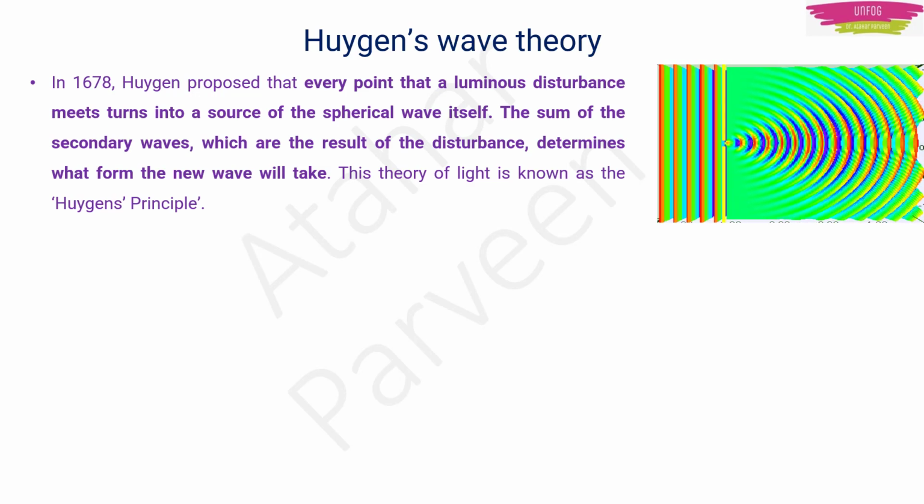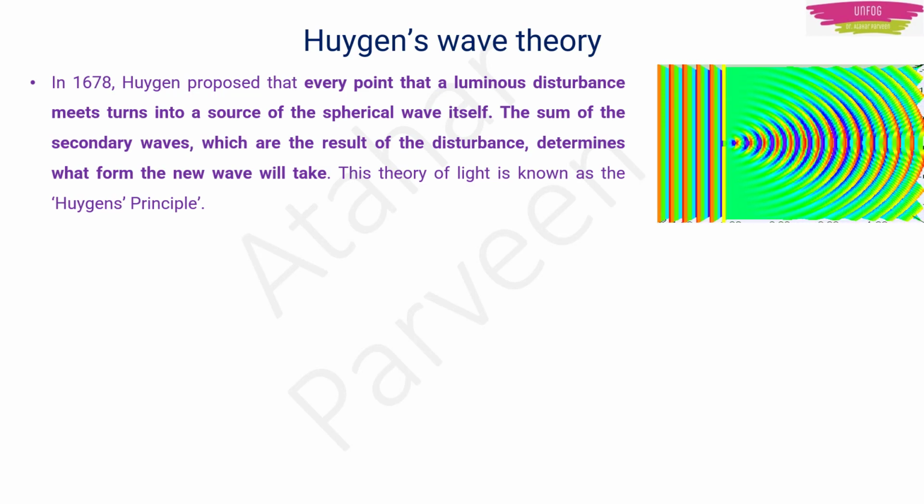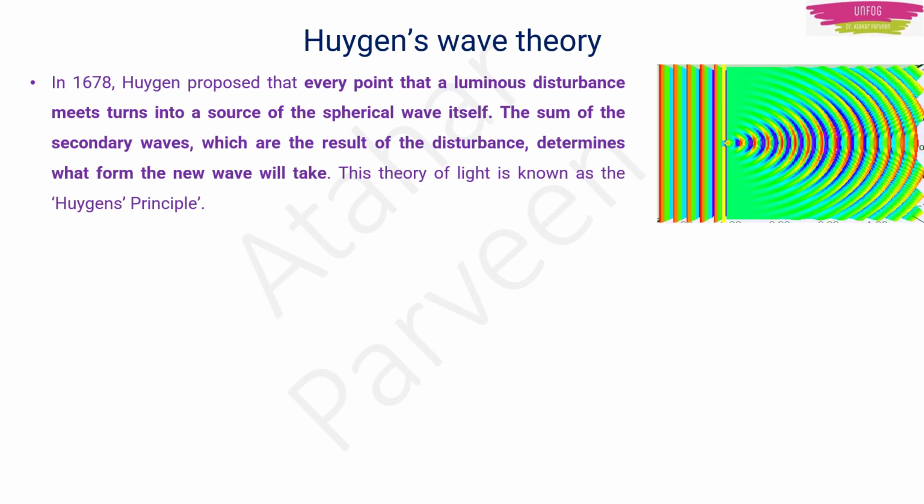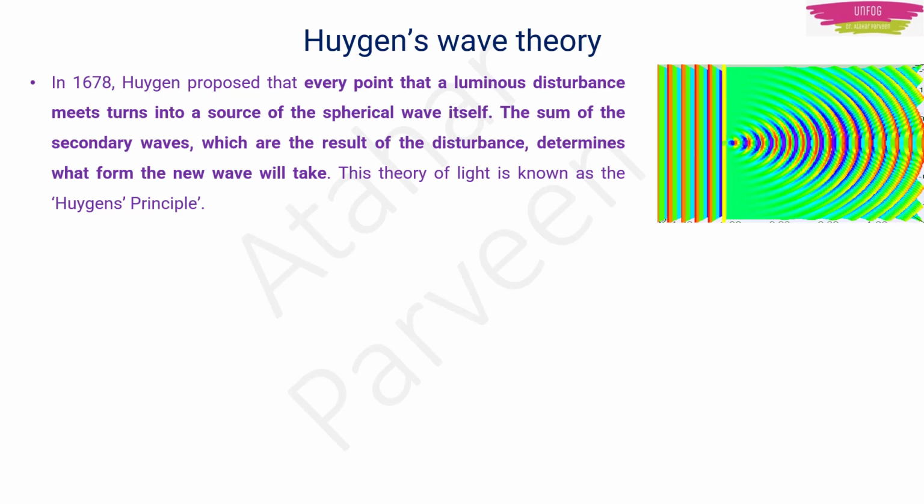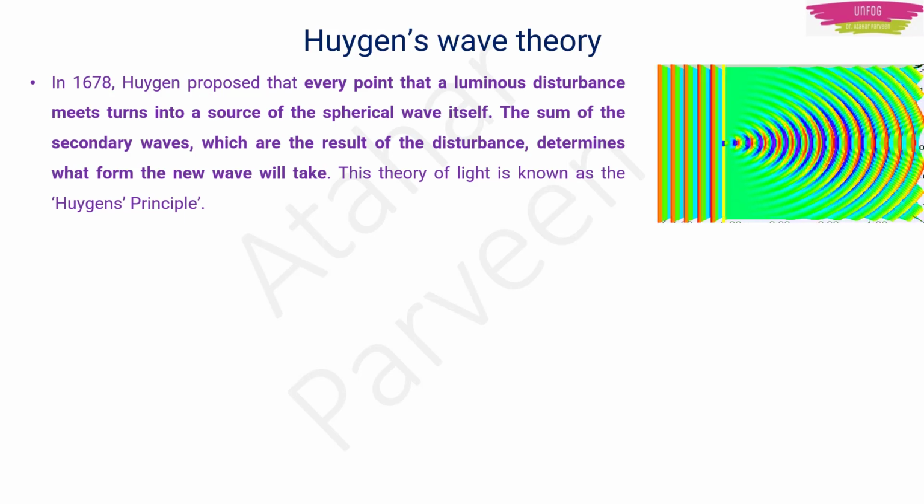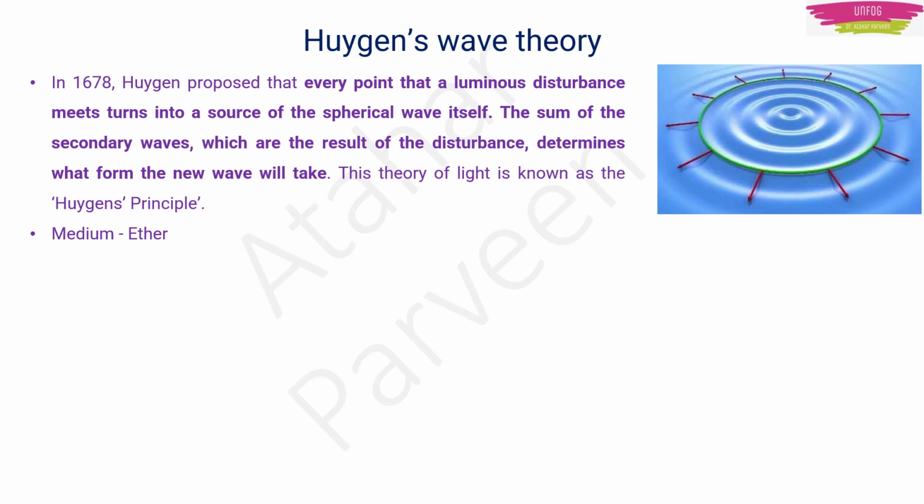Now I am giving an example of water. The same example, you take it for light. In place of water, you take light. This is your Huygens' principle. I hope you understood. Next, he told that all this is happening in one medium. That medium is only ether. This is where he went wrong. Okay, the medium he told is ether.